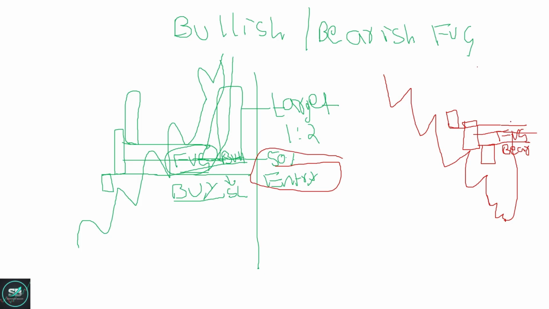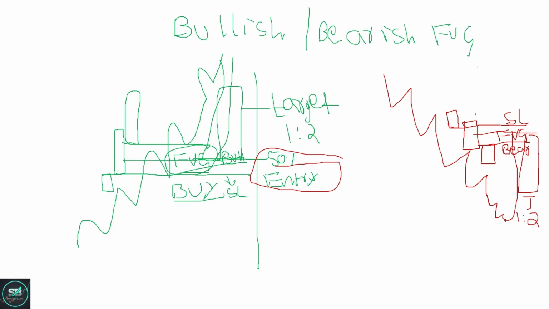and our stop loss will be above this FVG. In terms of bearish FVG, our stop loss will be above FVG. In terms of bullish FVG, our stop loss will be below FVG. So here we are going to make our entry. What will be our target? Our target will be 1:2.